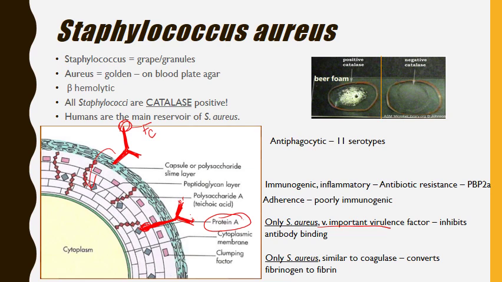The other thing it has is this thing called clumping factor. This is kind of like a coagulase. A coagulase is an enzyme that converts fibrinogen to fibrin. So this is on the cell surface. It's interesting because Staph aureus also has a coagulase that it can secrete, but this one just stays on the cell surface and it can help coagulate and eat its way through the tissue.